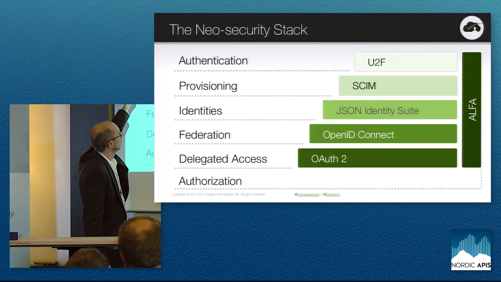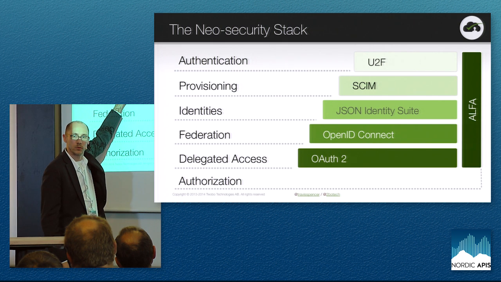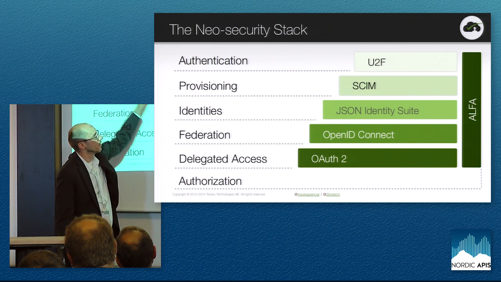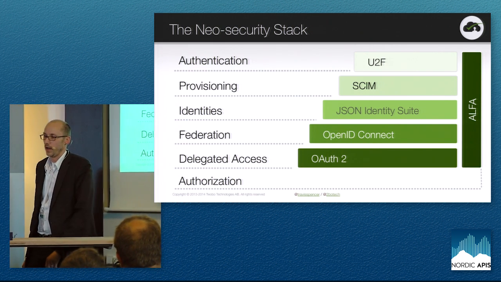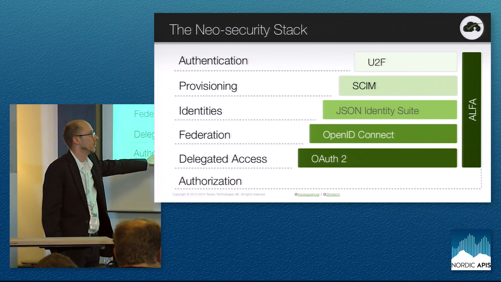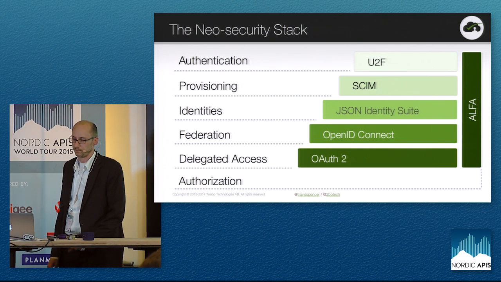We need provisioning, to be able to create users, add users, groups, all of this stuff with SCIM, and authentication using U2F. And in all of it, we need to make authorization decisions. And for that, we suggest ALFA.